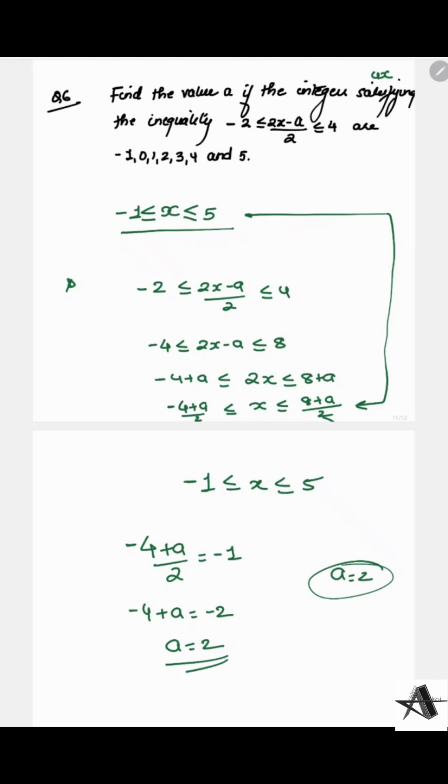I'm just repeating once again in case you're a little bit confused. I have already deduced my answer from the integers given. I could easily deduce the inequality, and when I simplify this given question, ultimately I'm going to get this as my answer. So I was just simplifying it till I get x in between. Now I can compare either side because the value of a is unknown. Whatever the values on either side, they should be equal to minus 1 or 5. So when I equated it, I get to know that a is 2.